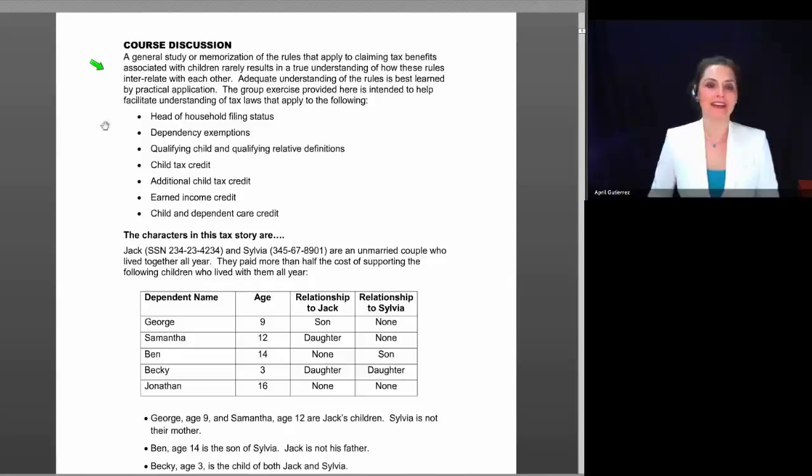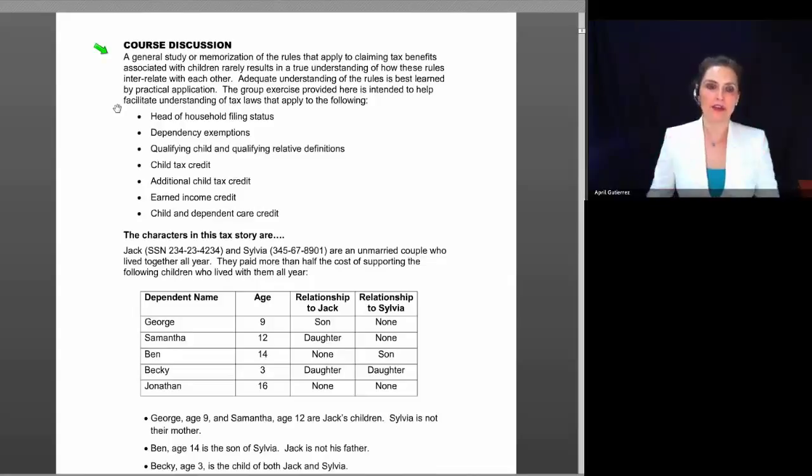Well, with that in mind, a couple of years ago, I created the problem that you see, which is now our course discussion for today's class. And I started off by saying, as a general study or memorization of the rules that apply to claiming tax benefits associated with children rarely results in a true understanding of how these rules interrelate with each other, it's best to learn by doing.